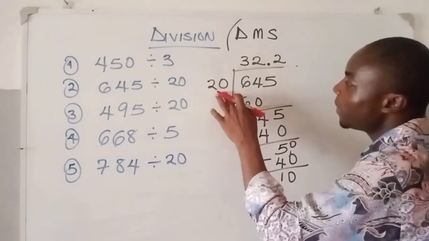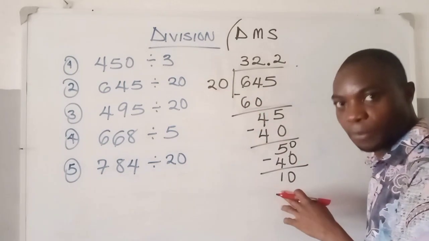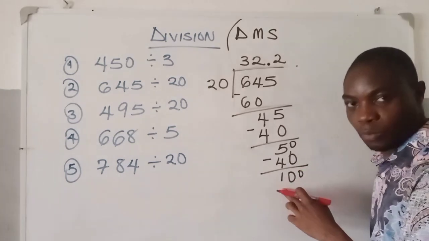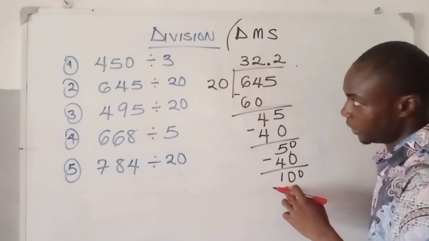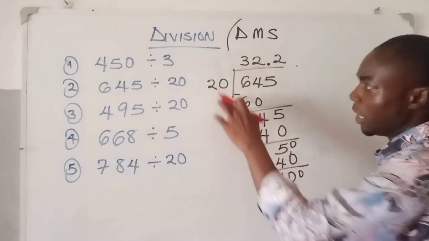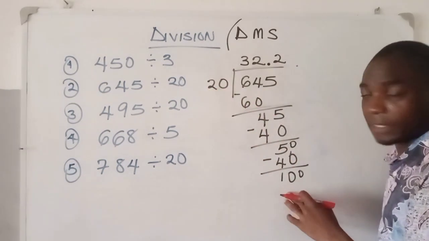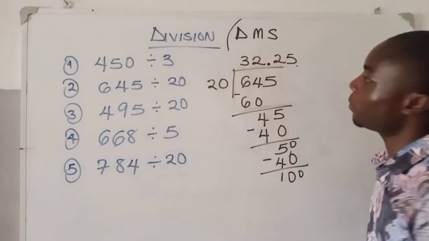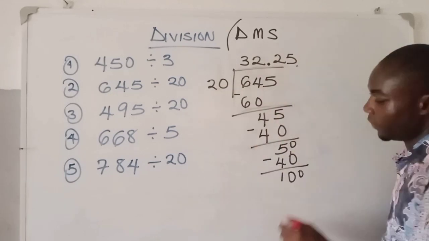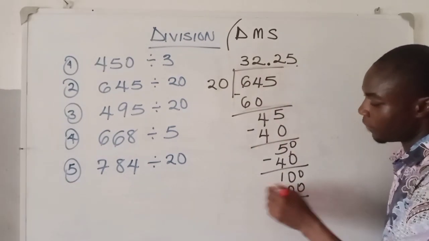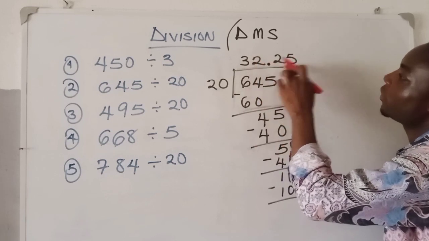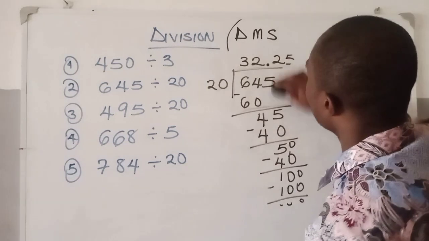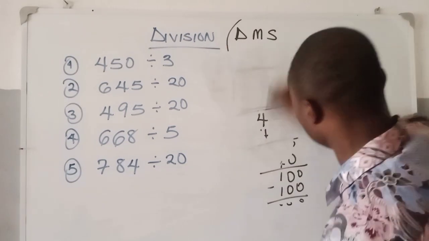All right. So how many times can we remove 20 from 10? It's not possible still. So what we need to do in that case, we'll add 0 to the 10. It becomes 100. Then we'll now say 100 divided by 20. Or how many times can we remove 20 from 100? That's 5 times. So we'll write out our 5. So the next part now is multiplication. 20 times 5 is 100. So our final answer is 32.25. All right, so let's solve the next question.